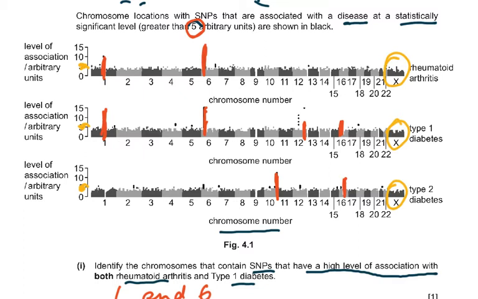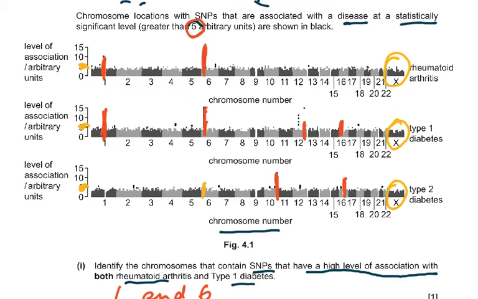Then all diseases are associated with SNPs on chromosome number 6. So you can see nearly all of them are associated with chromosome number 6. Here also we have 6 a little higher as well. So most of all the diseases are associated with SNPs on chromosome 6. So that was one common thing.